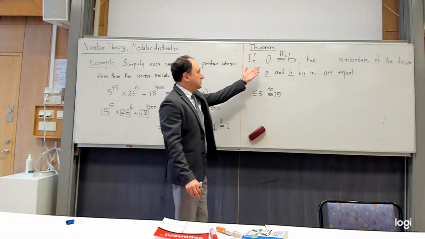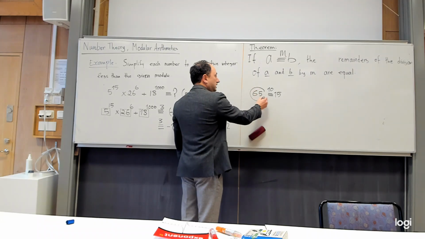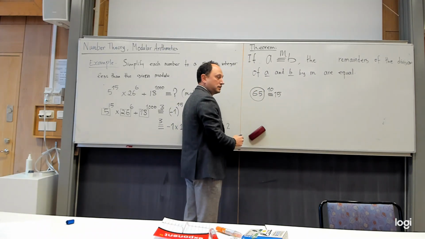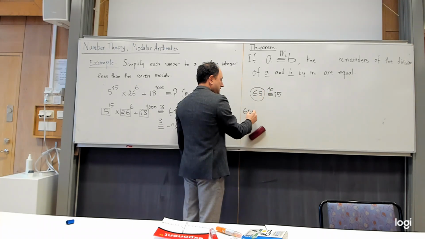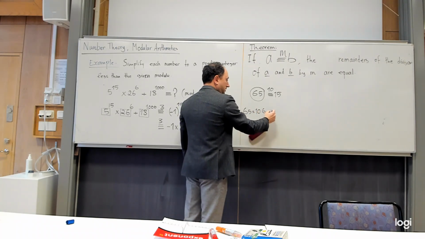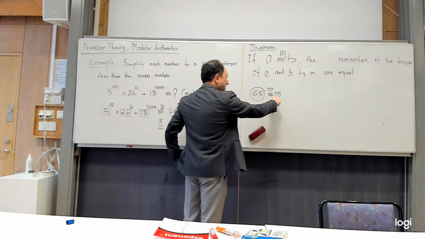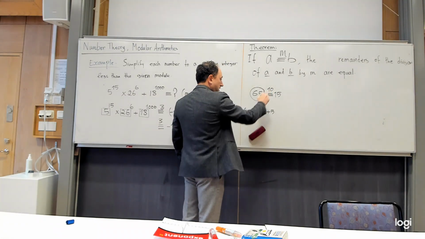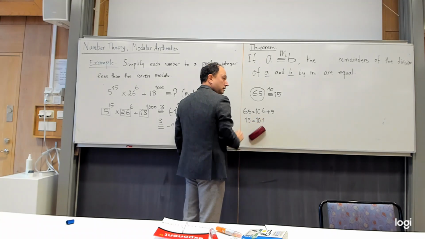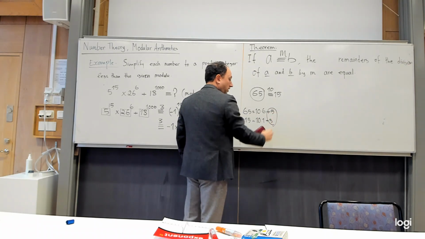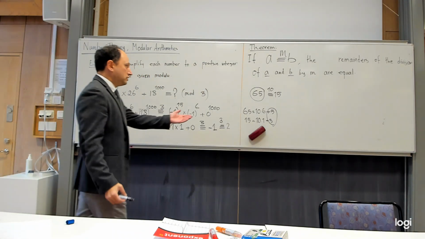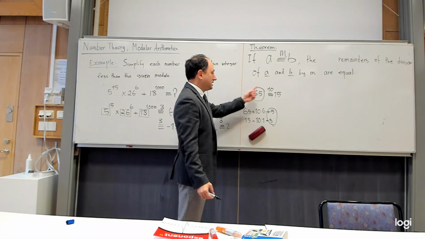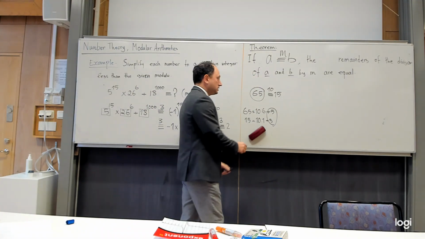Now, what this theorem claims is that if you divide this by 10 and find the remainder, what is the remainder of the division of 65 by 10? So you divide 65 by 10. What is your quotient? Your quotient is 6. What is your remainder? It is 5. And if you do the same thing here, you divide 15 by 10. What is the quotient? It is 1. What is the remainder? Again, 5. So the remainders are the same. Okay? But I want to prove that this is not a coincidence. This is always the case. Let us see why.